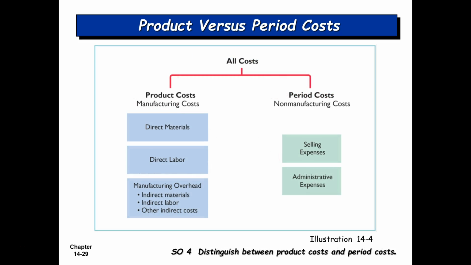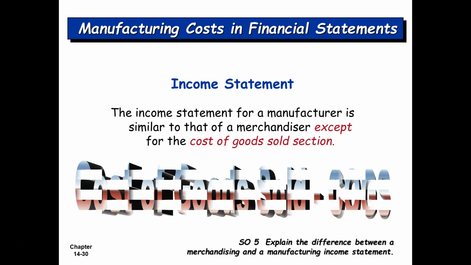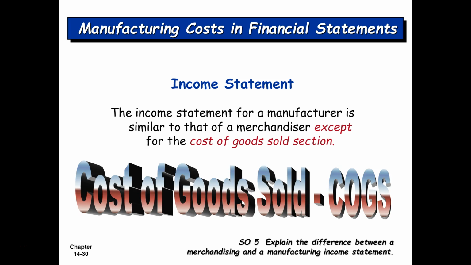I want you to jump over to slide 30. Then it talks about manufacturing costs in financial statements. The income statement is very similar to a merchandising company, except for the cost of goods sold section.